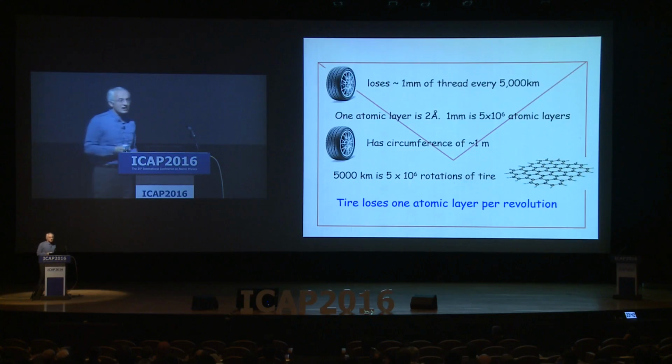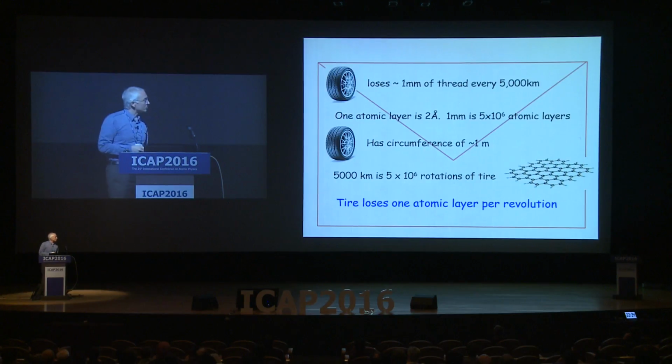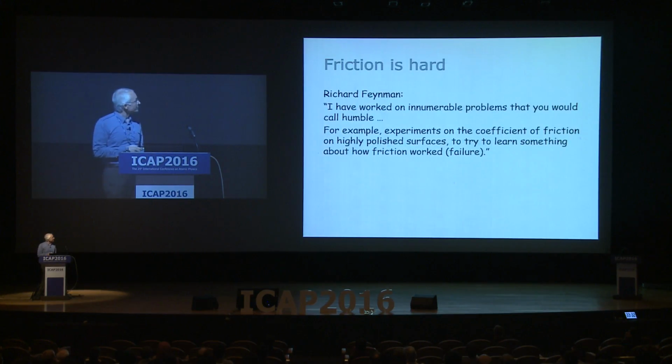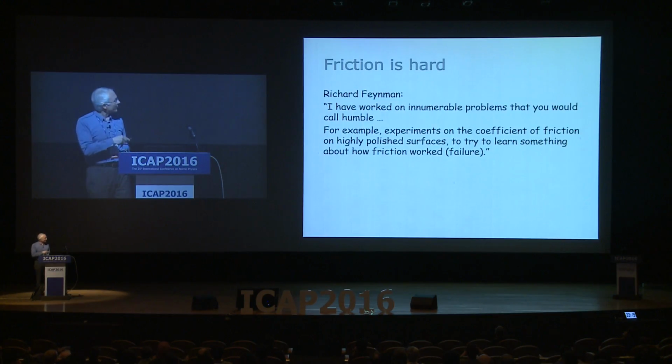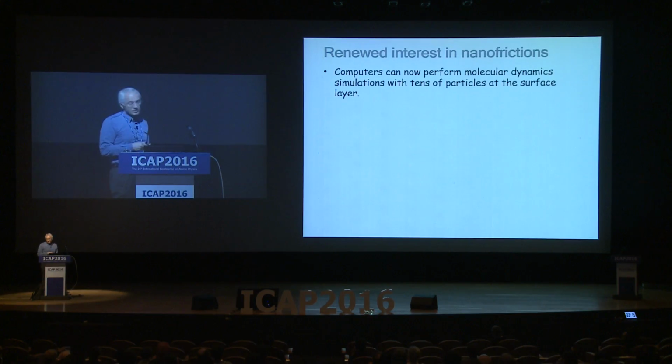So this gives you the idea that on the nanoscale, friction is really bad, and even for nanomachines to lose just 1 atomic layer, the machine would very soon no longer work. On the other hand, friction is still hard. For instance, Richard Feynman worked on a number of problems. He worked to understand friction, and he actually failed. As far as I know, he has not published anything very substantial about it. So why then renewed interest in nanofriction?